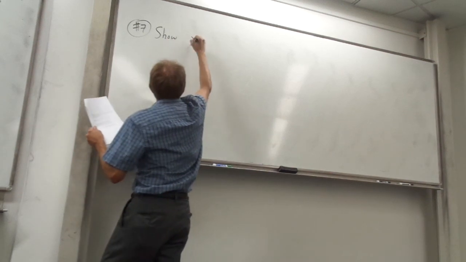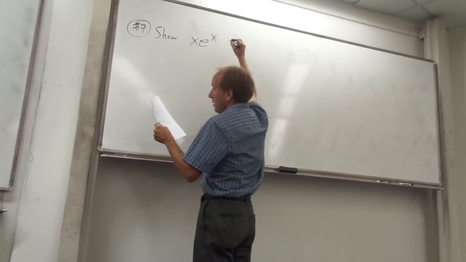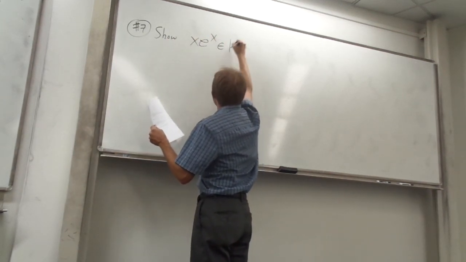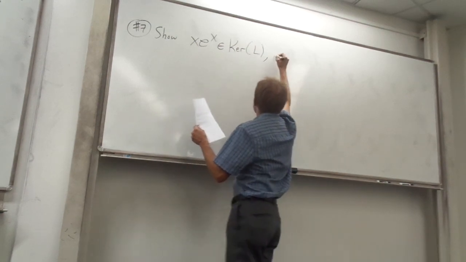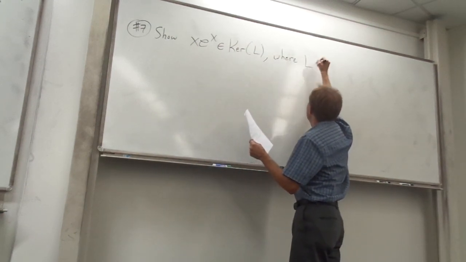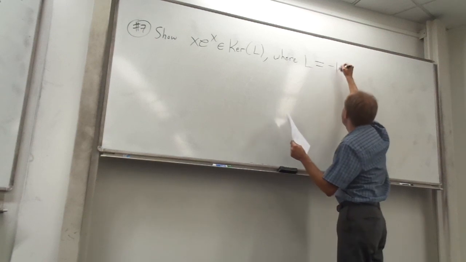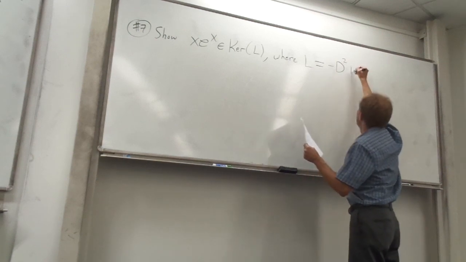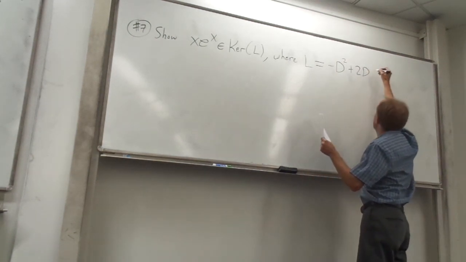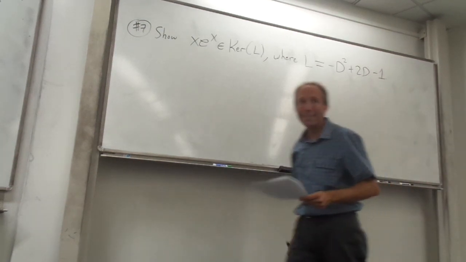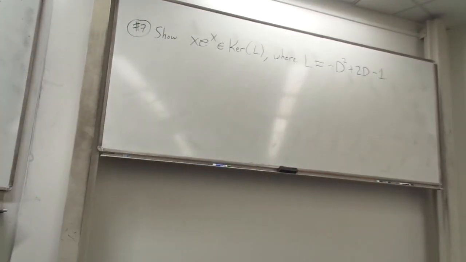Okay, so number 7. Show that x e to the x is an element of the kernel of L, where L is equal to negative d squared plus 2d minus 1. Just practice this one real quick.